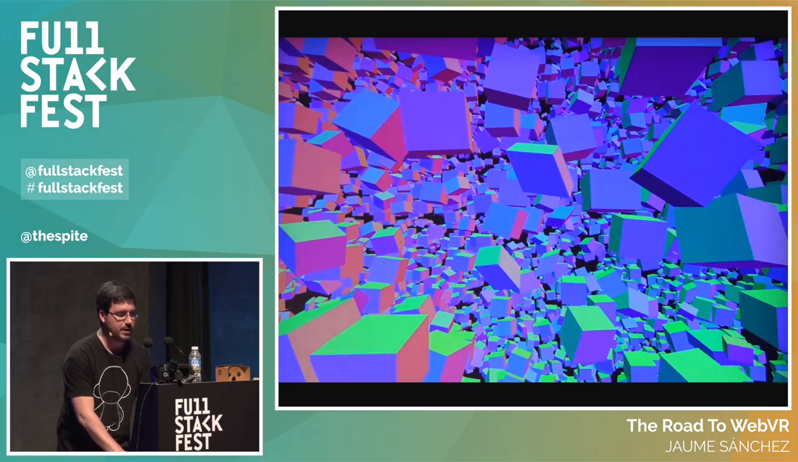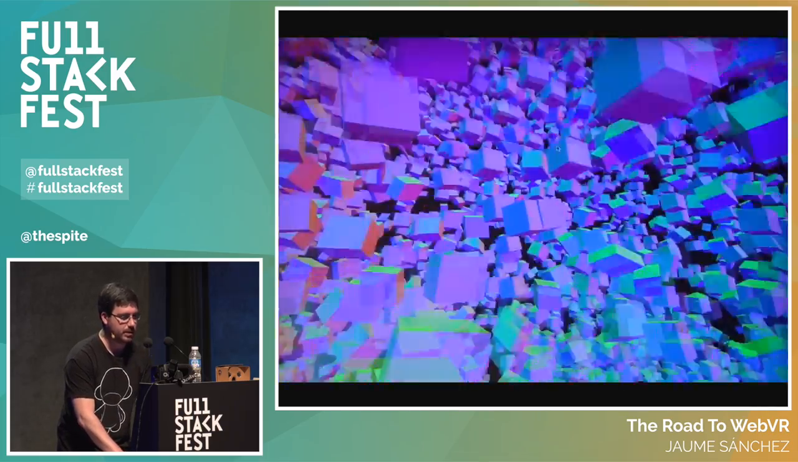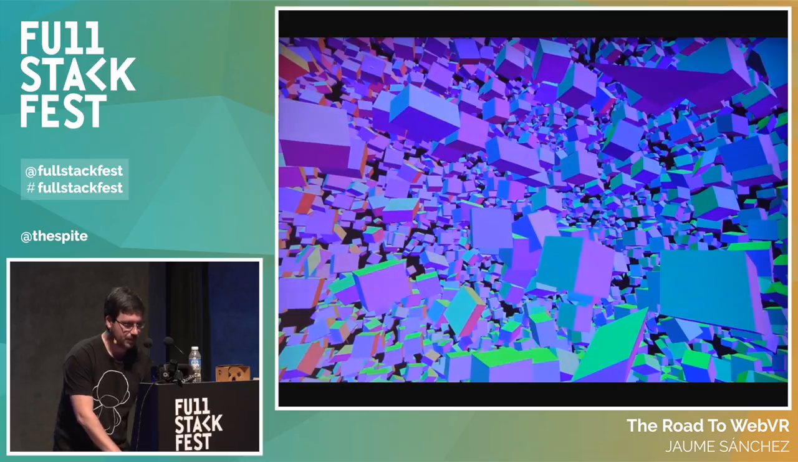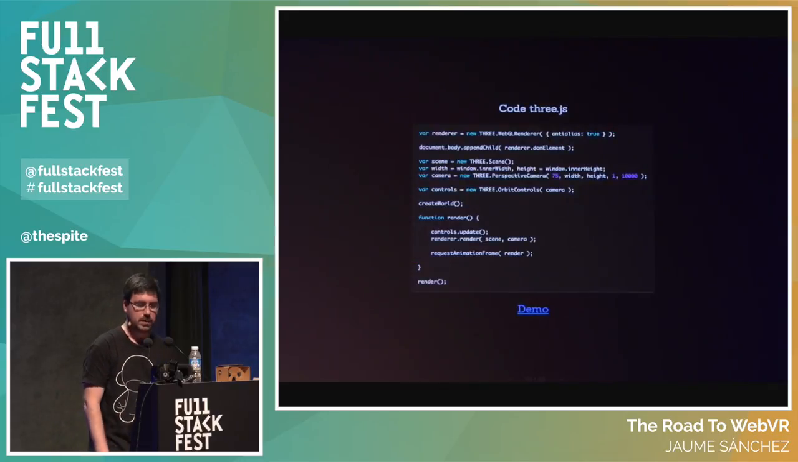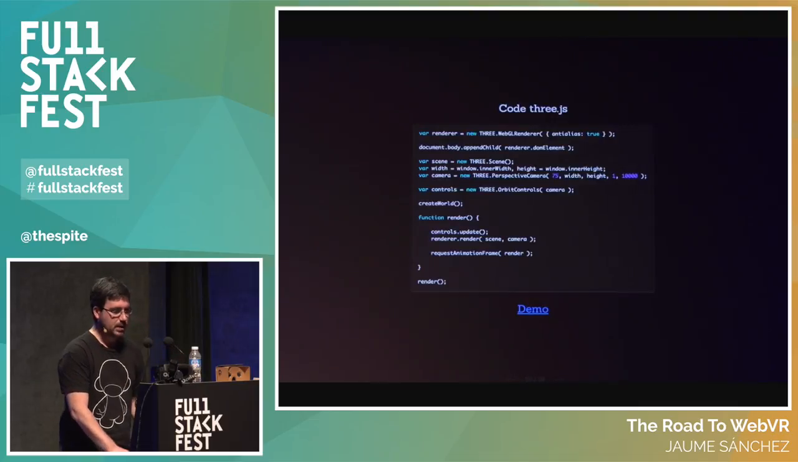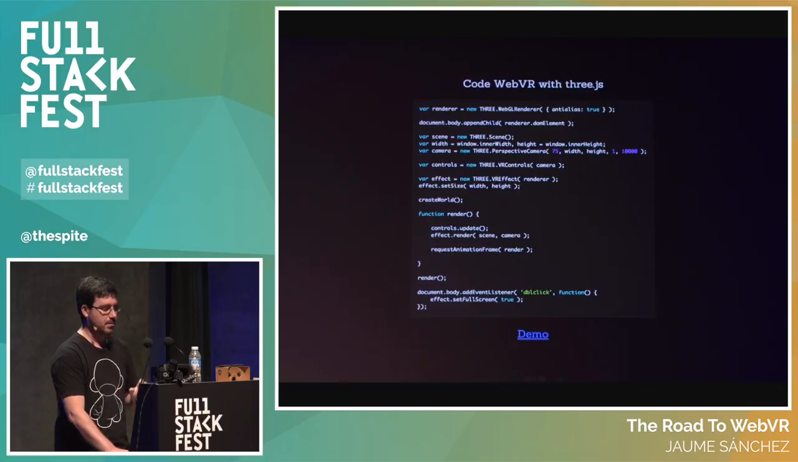So basically what you get is this. This is a Three.js scene. You can rotate it, you can zoom in and out, okay? So this would be your basic code. It of course gets more complicated, but this is fairly the basis. So what we do to enable this for WebVR is fairly similar.